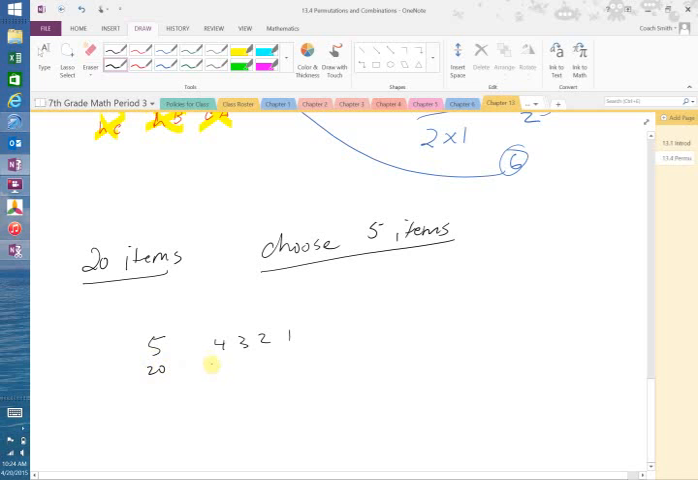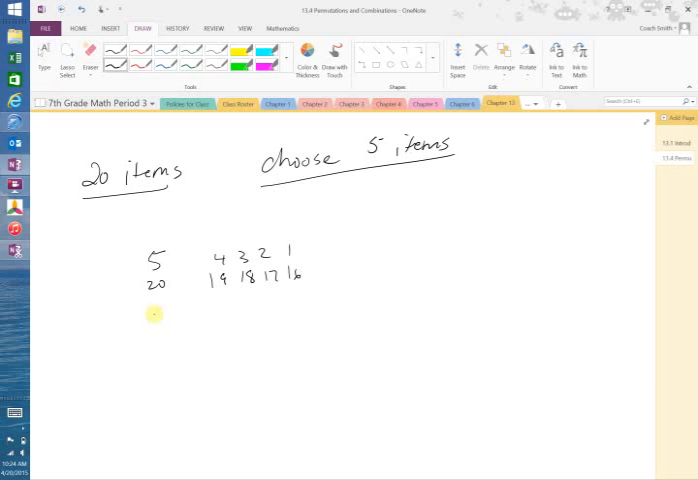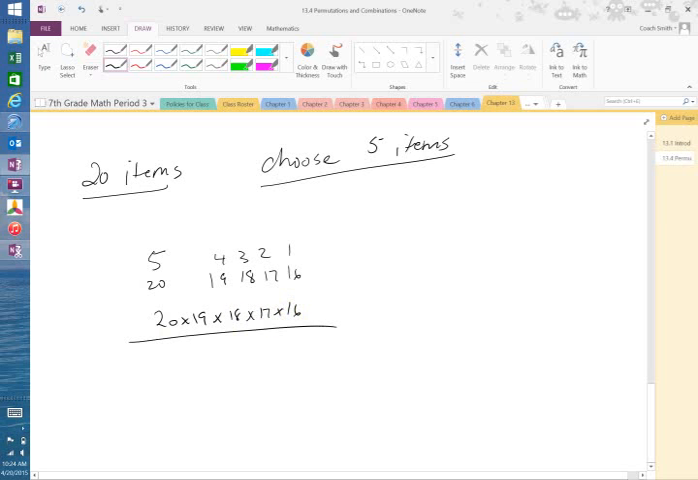For this one, there's 20. For this one, there's 19. For this one, there's 18. For this one, there's 17. And this one, there's 16. Okay? So I would take 20 times 19 times 18 times 17 times 16 on top. I'm choosing 5 items, so that would be 5 times 4 times 3 times 2 times 1 on bottom. However many items you're choosing, if you're choosing 12 items, then on the bottom of the combination would be 12 times 11 times 10 times 9 times 8 times 7 times 6 times 5 times 4 times 3, and you would divide it.